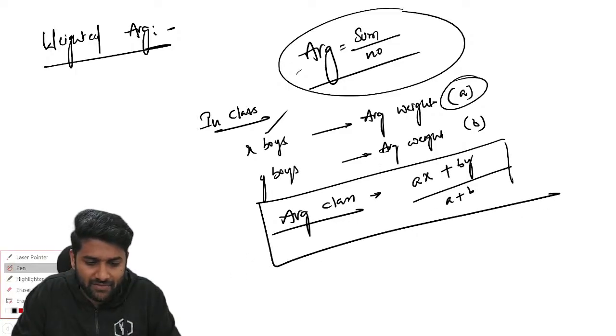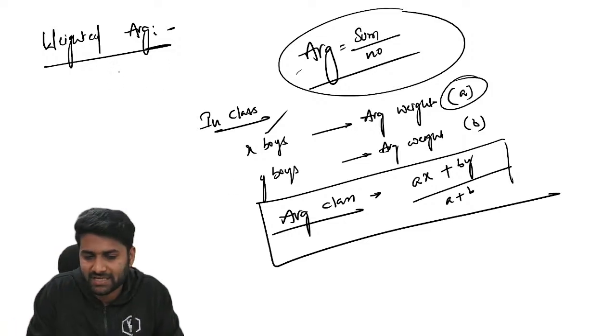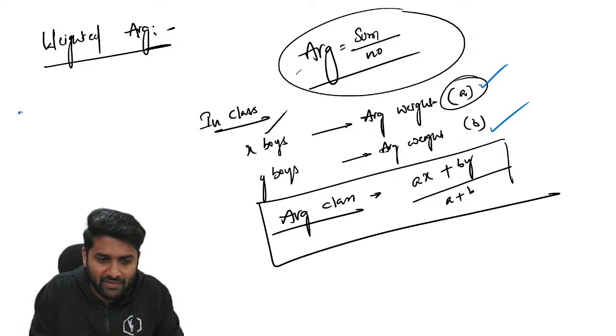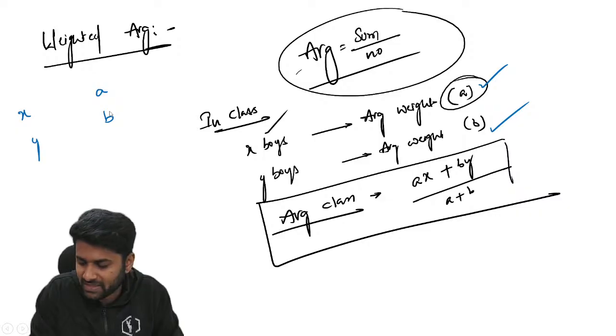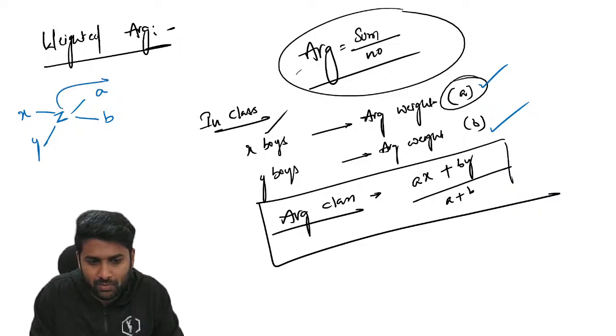If you understand the average weight concept, let us understand alligation and mixture. We have an individual value: X number of boys whose average weight is A, and Y number of girls whose average weight is B. Then we have to identify the average weight of the class. So Z is the average of the whole group.